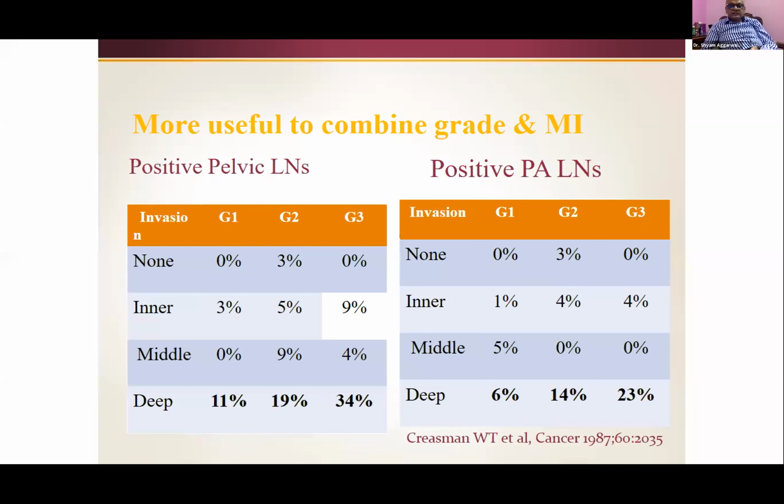So this is combining the grade and the myometrial invasion. If it is grade 1 and there is no invasion, 0%, to 34% if you have grade 3 and deep invasion. That is the pelvic nodes, and similarly the para-aortic nodes. So these two factors, the grading of the tumor and the depth of myometrial invasion, are extremely critical.